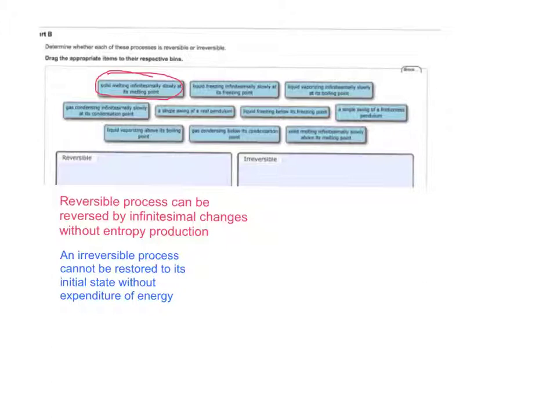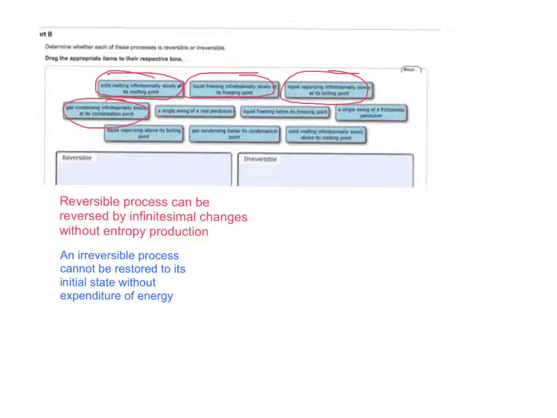So the next process, liquid freezing infinitesimally slowly at its freezing point, is also reversible. And the next one, liquid vaporizing infinitesimally slowly at its boiling point, is also reversible. Gas condensing infinitesimally slowly at its condensation point is also reversible by the same logic.